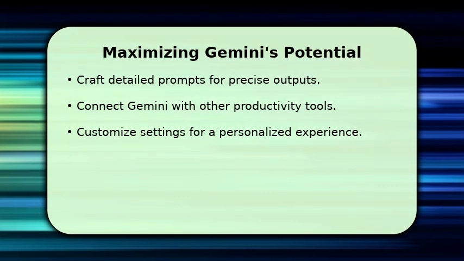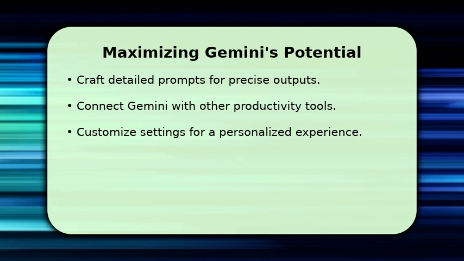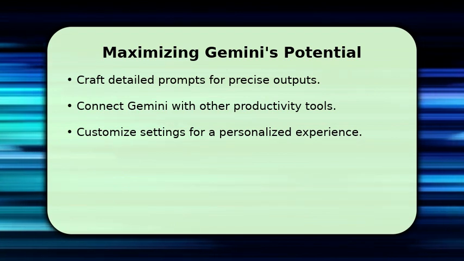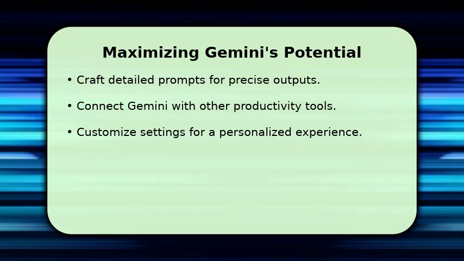To get the most out of Gemini, focus on crafting clear and specific prompts. The more detail you provide, the better the AI can understand your intent and deliver accurate results. Consider integrating Gemini with other applications you use daily to streamline your workflow. For example, you might use it to draft emails or create content directly within your preferred platform. Explore the settings to personalize your experience, adjusting preferences to suit your individual work style.